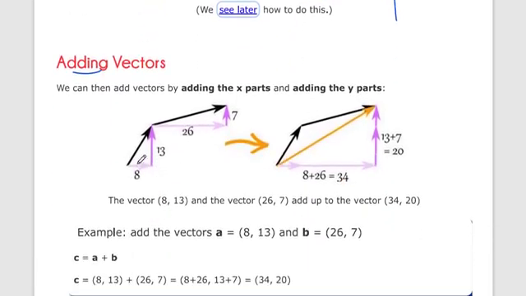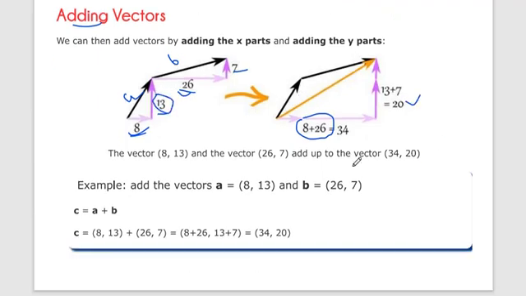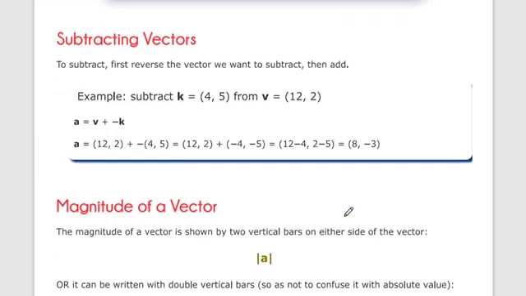Like this is vector a, this is b. Its x coordinate is 8, y coordinate is 13, and this is 26, 7. So if we want to add, what will we do? We add the x coordinates 8 and 26, and add the y coordinates as well, 13 plus 7, 20. So 8 plus 26, 13 plus 7, we will get the addition vector 34 and 20. We will continue with the subtraction as well.